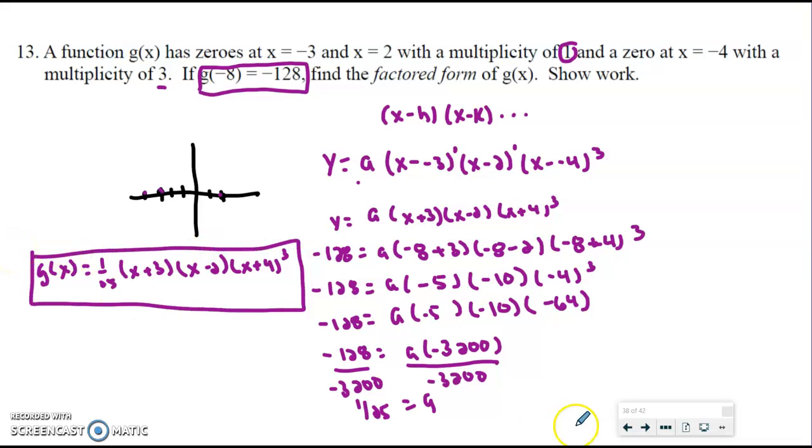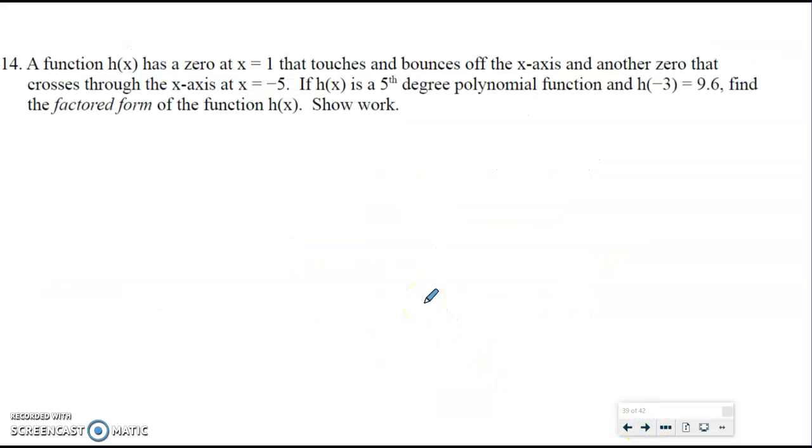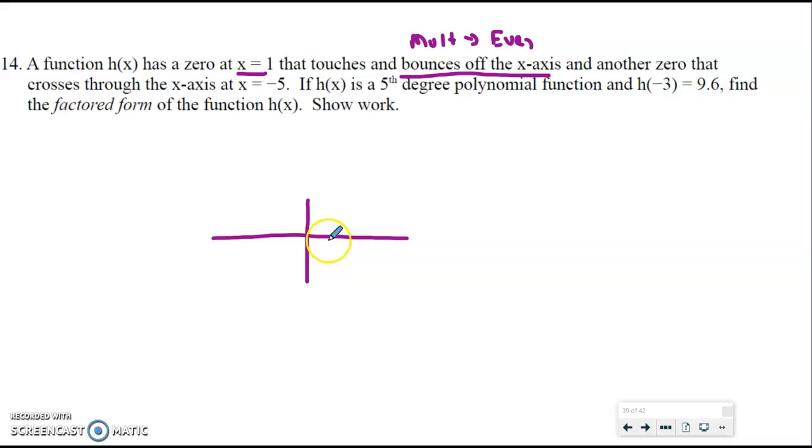Okay? So let's look at number 14. Number 14 gives us similar information. Let's just kind of go through it. It has a 0 at 1. It touches and bounces off the x-axis. When we know that that's the case, I know that the multiplicity for this one is going to be even. Anytime that I have a multiplicity of an even number, I know that my graph is going to be bouncing off that x-axis. So it's either going to be going back up again, or it's going to be going down. And that's what we're going to have to figure out.